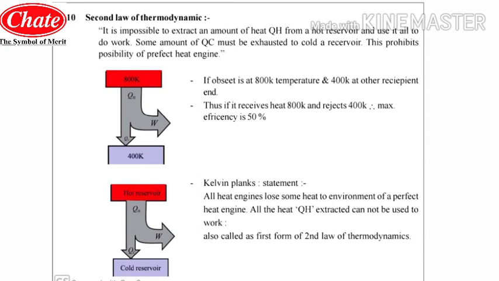Now we will see the Kelvin-Planck statement. All heat engines lose some heat to the environment; there is no perfect heat engine. All the heat QH extracted cannot be used to do work. Means all the heat which we are taking as input cannot be converted entirely into work. Some heat has to be lost to the environment. So this is nothing but the Kelvin-Planck statement, and it is also the first form of the second law of thermodynamics.